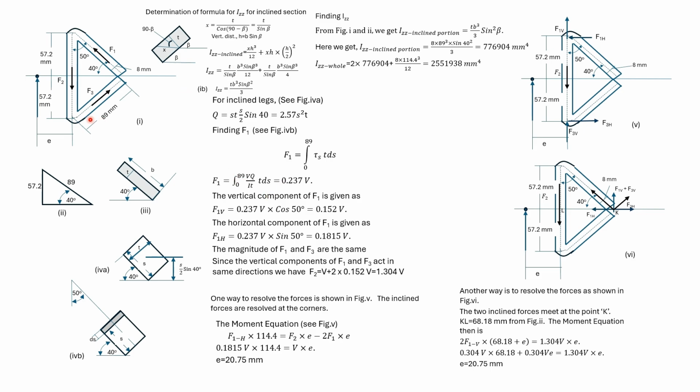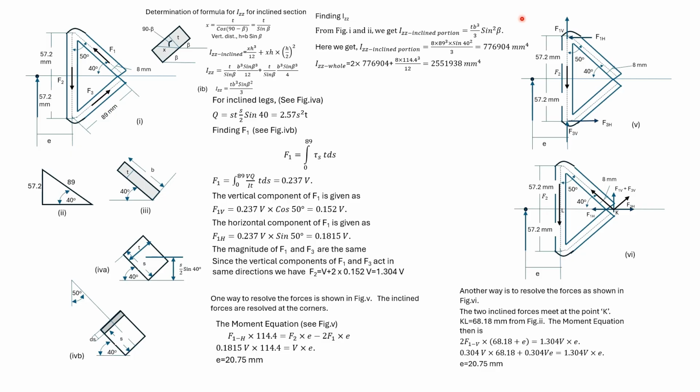The net force acting on this section vertically would be V downwards. The vertical components of these two forces act upwards. So F2 has to be greater than V. So we find F2 here, V plus twice the vertical component of F1. We can find the position of the shear center in two different ways.